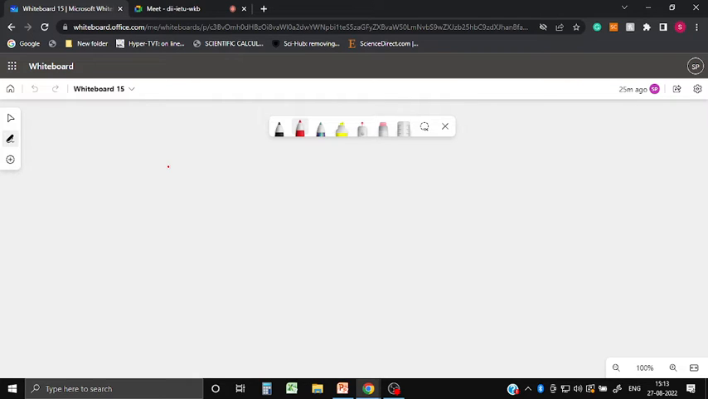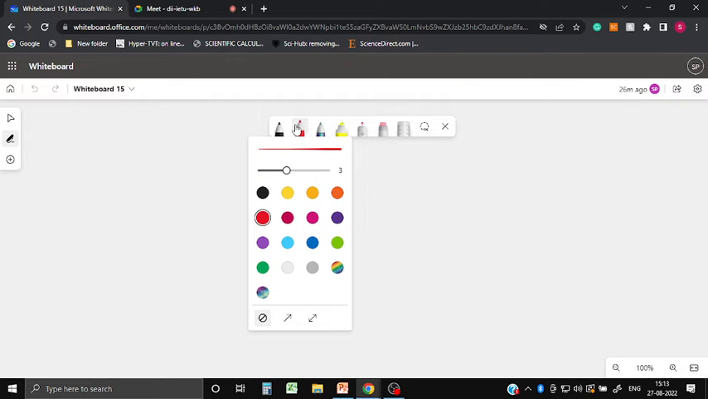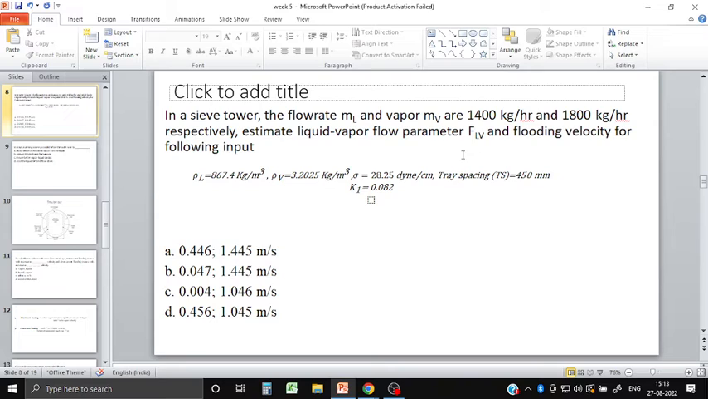Can you see the whiteboard? Yes, sir. Okay, thank you. Then, first of all, we need to find the FLV. FLV is the liquid vapor flow parameter.